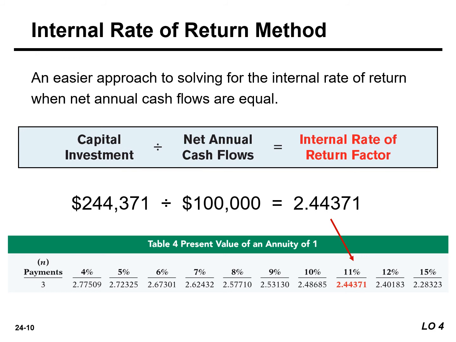We then look up the factor in Table 4 of Appendix G in the 3 payment row and find it under 11%. Recognize that if the cash flows are uneven, then a trial and error approach or a financial calculator or computerized spreadsheet must be used.